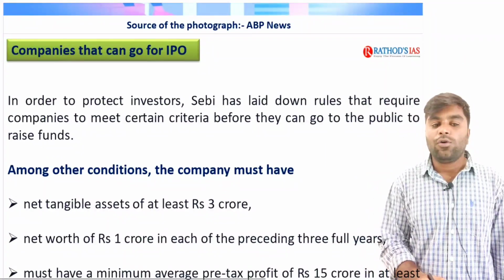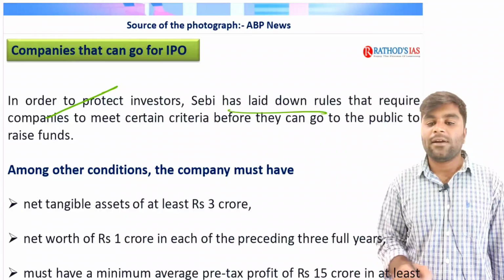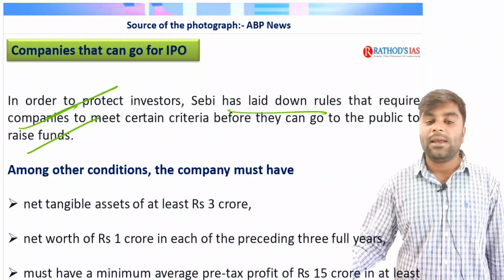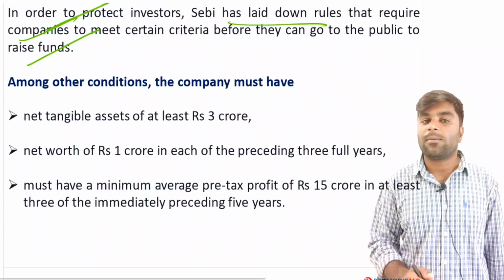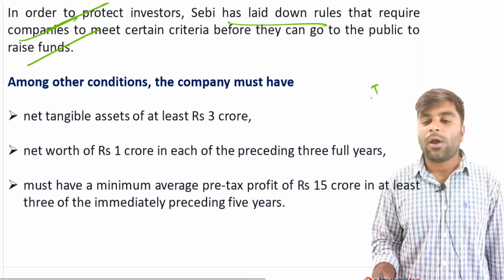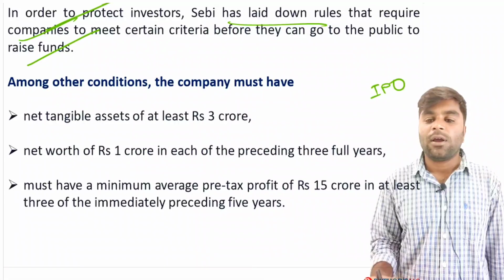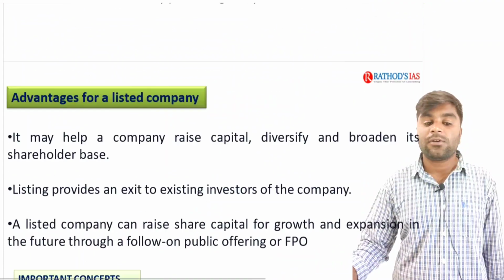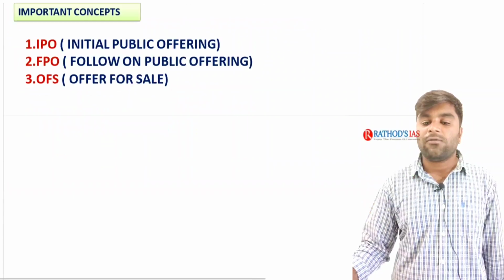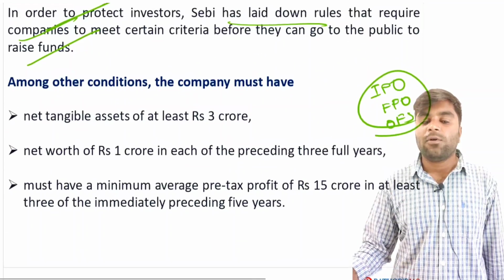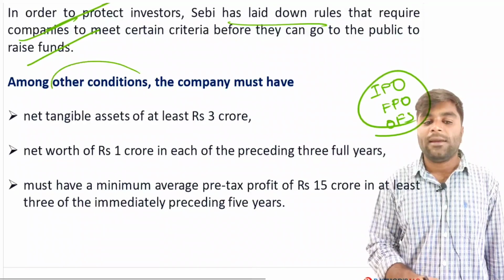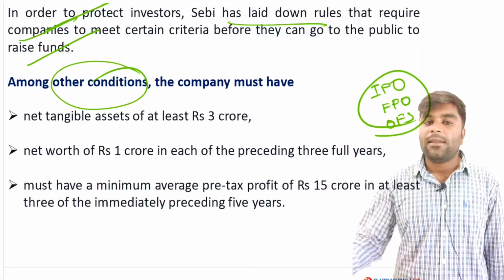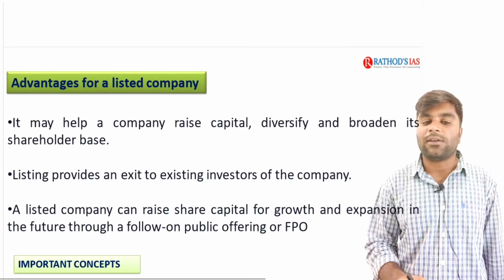Now, in order to protect the investors, SEBI has laid down rules and requires companies to meet certain criteria before they go public. So it is very important to have a great idea about the initial public offering, the follow-on public offering, and offer for sale. These are very important terms you need to understand. First, we will understand the IPO, then the conditions required for a company, and then the advantages of a listed company.